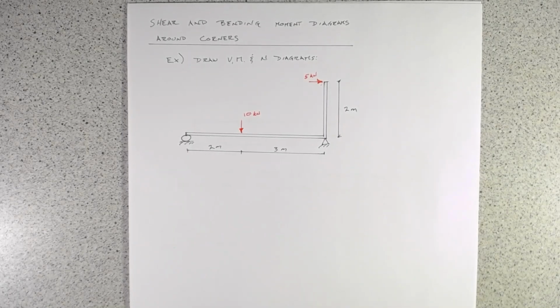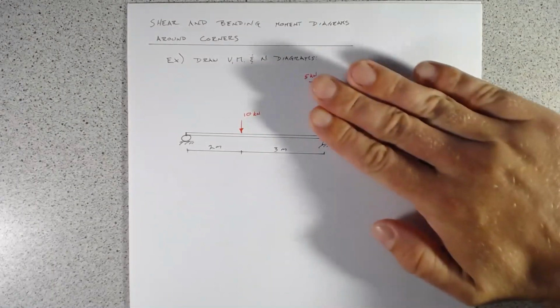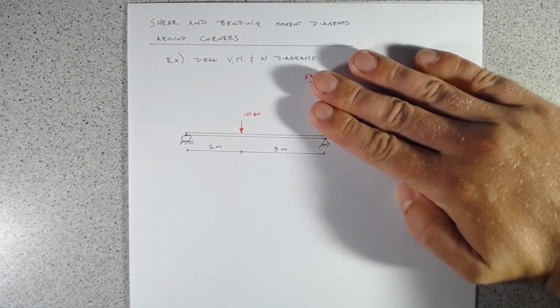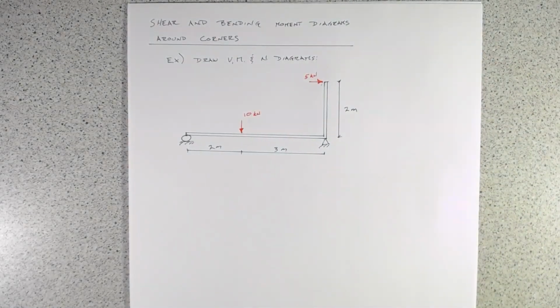Hello and welcome. In this video, we want to extend what we looked at in the previous video around drawing shear and bending moment diagrams for simple beams, into what we do when we have slightly more complex structures such as frames, like this small L section in this example. If this were a simple beam and it just looked like this, we already have the tools. We know how to handle that.